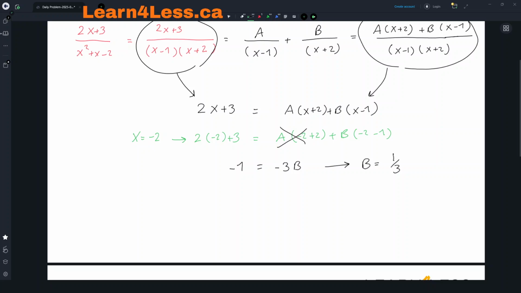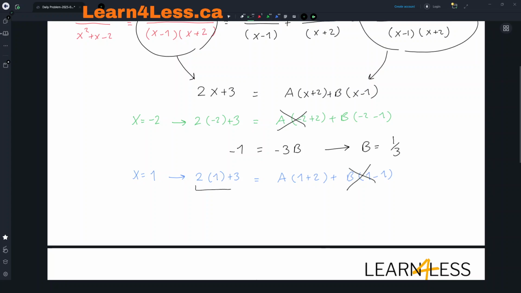And now I simply find a with the same method. So I plug in x equal to 1 this time because I want to make sure that this term disappears. So I get 2 times 1 plus 3. I plug in 1 here, equal to a times 1 plus 2 plus b times 1 minus 1. Again, this part goes away.